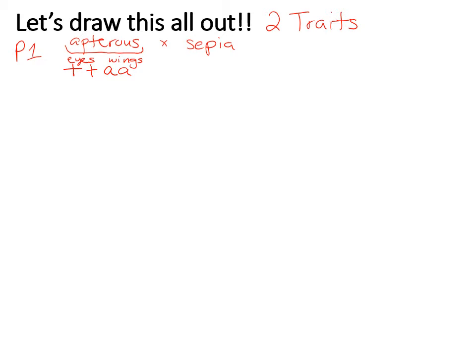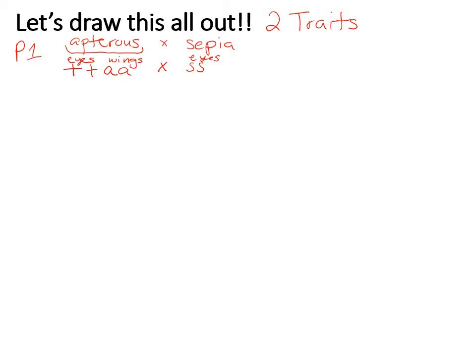Okay, so then we cross it with our homozygous sepia fly. Now sepia describes the eyes, right? So mutants are recessive homozygous mutant for the eyes. What about the wings? What would the wings be? Well, do you see any word for wings in the name of that fly?